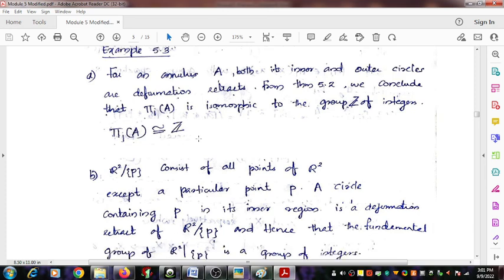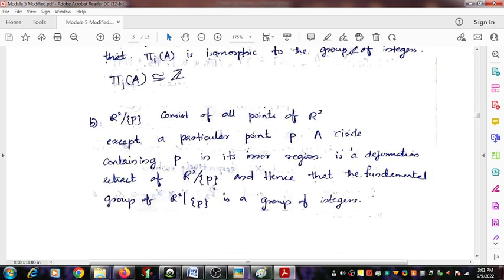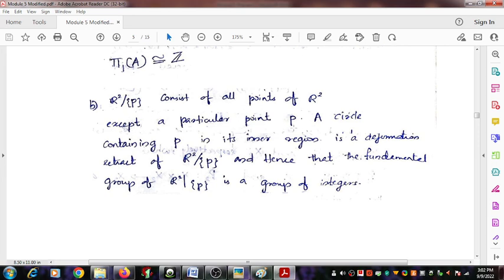Next we can consider R2, the Euclidean two-dimensional space. From that space, one point is going to be removed, the point P. So from R2 we are removing the point P. That is R2 minus P, the set consisting of all points of R2 except the particular point P.